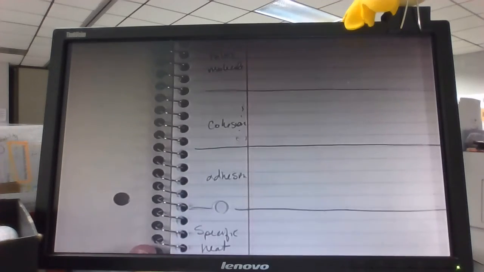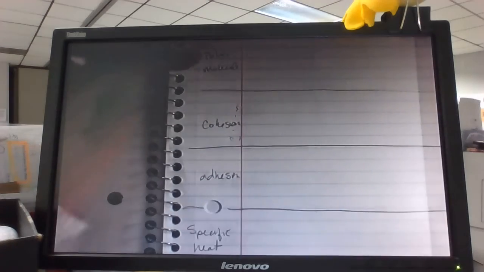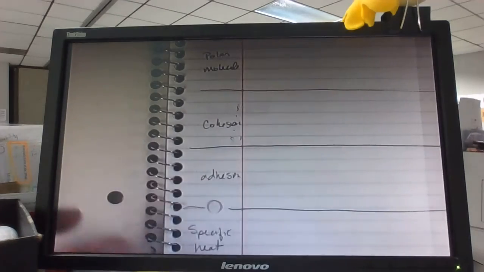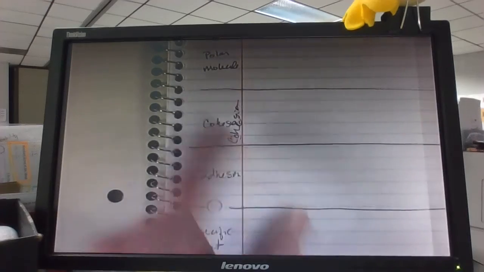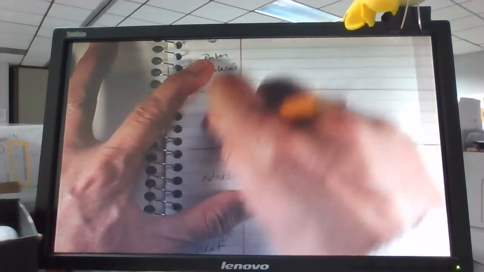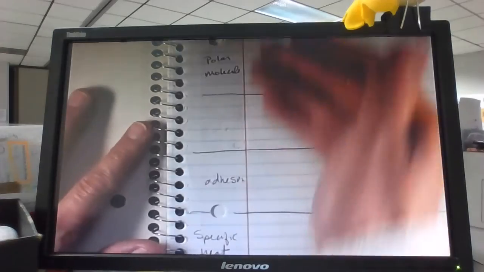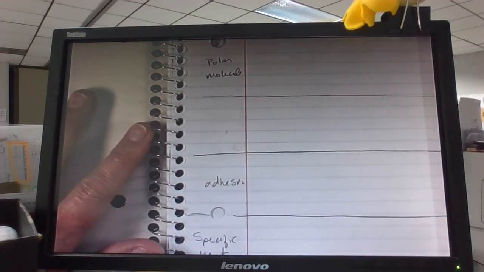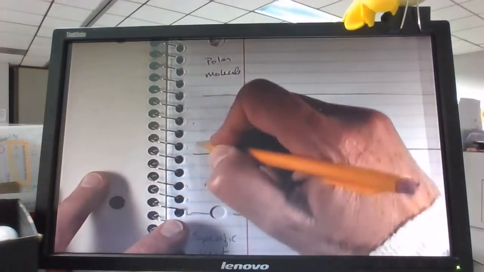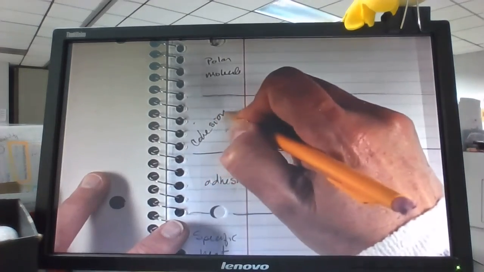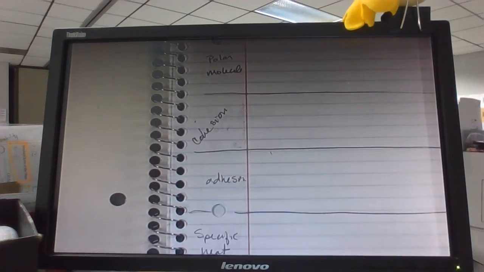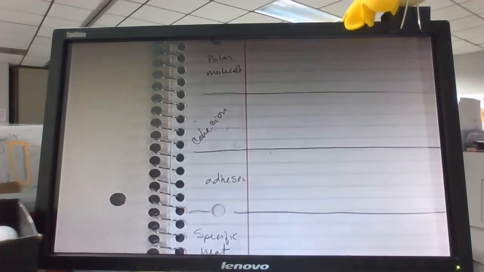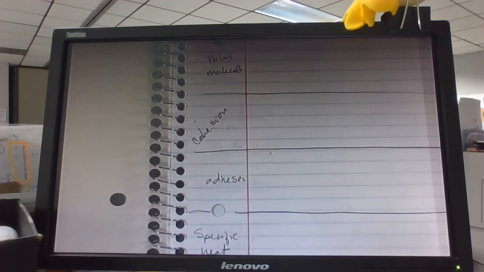And like I said, I've got about 5 lines in between each one. So polar molecule, cohesion, adhesion, specific heat. You can write it vertical, horizontal, however you want. You can write it on a diagonal. If you need to take more room than the red margin line, that's fine too. We just need to make sure that we are showing a separation between whatever concept we're talking about and our notes for that. Polar molecule, cohesion, adhesion, specific heat.